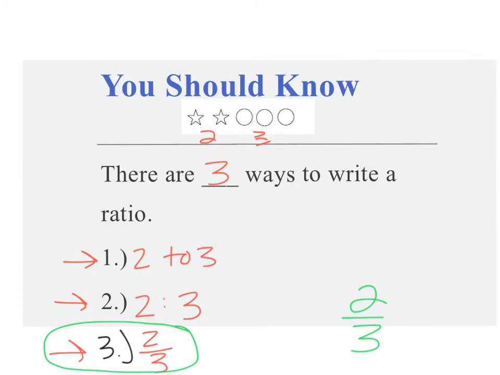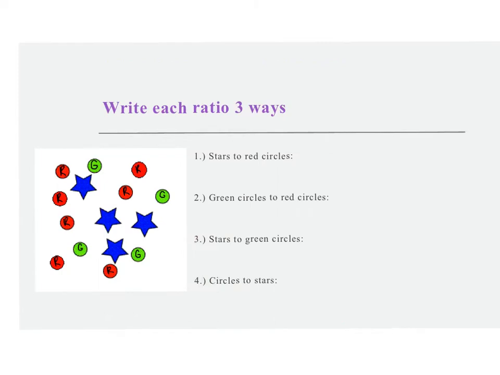All right, now let's do some practice together. Let's take a look at these questions. The first one says stars to red circles. You're going to count how many stars there are: 1, 2, 3, 4. And then how many red circles: 1, 2, 3, 4, 5, 6, 7. I'm writing it as a fraction first because it helps to see if it needs to be simplified. This does not need to be simplified, so we're good. I'm going to write it as 4 over 7, and then 4 colon 7. We do have to write each ratio all 3 ways.